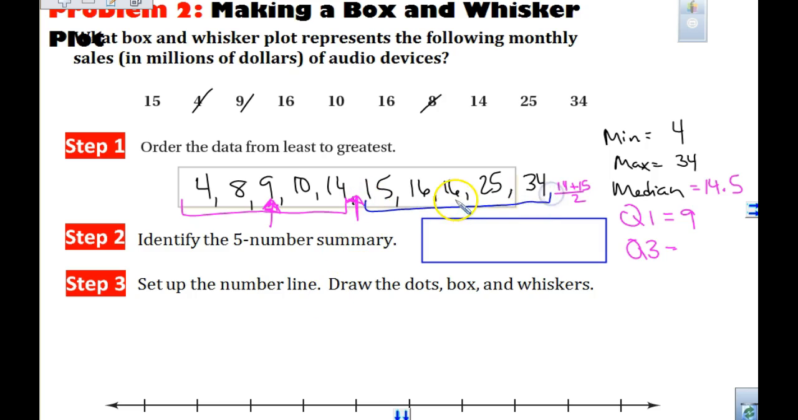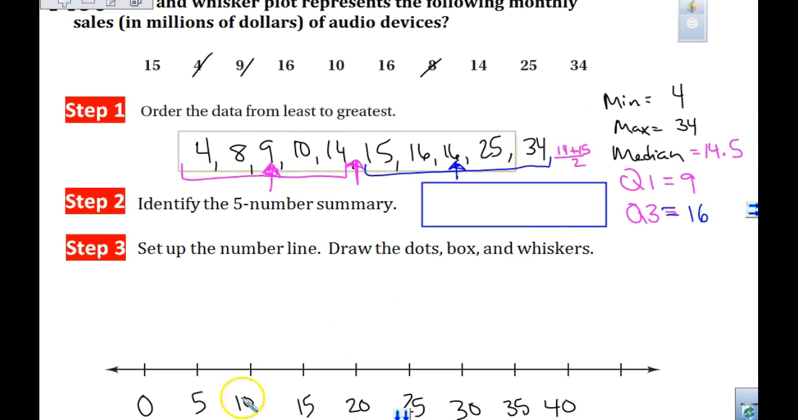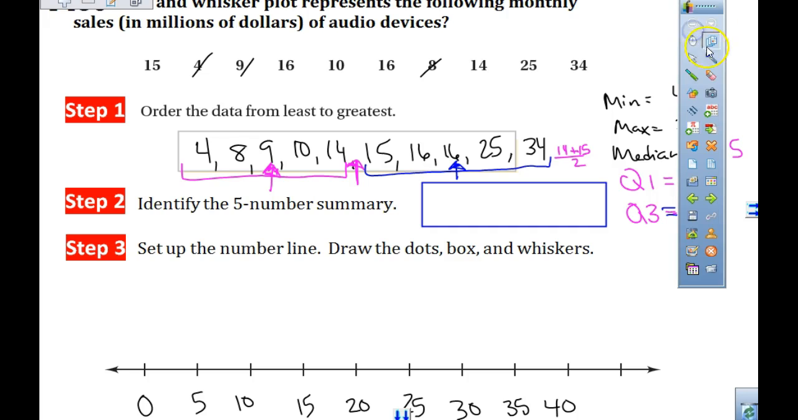So, I gave you a number line. My hint would be go by 5s up to 40 so that you can get all of yours. And please make your box and whisker plot. Try it. Check with each other as you're doing it. Make sure you're plotting yours.